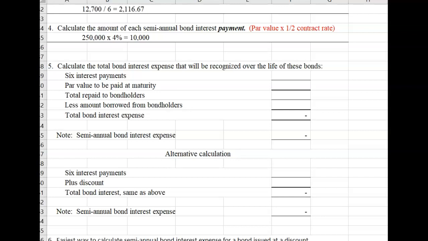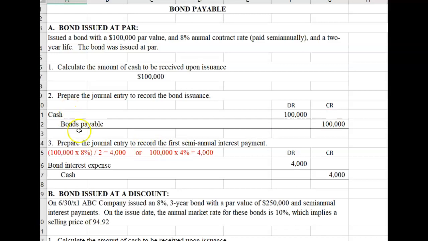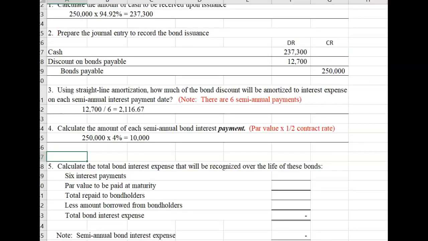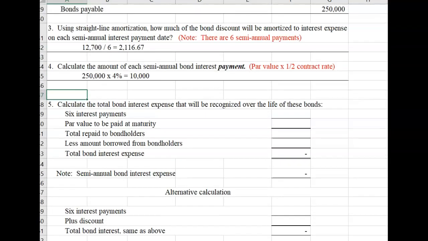When bonds are issued at par, the bond interest expense is the same as the calculated amount of the interest that has to be paid. But when bonds are issued at a discount, then the bond interest expense is not only the amount that has to be paid, but it has to be adjusted by a piece of the bond discount.